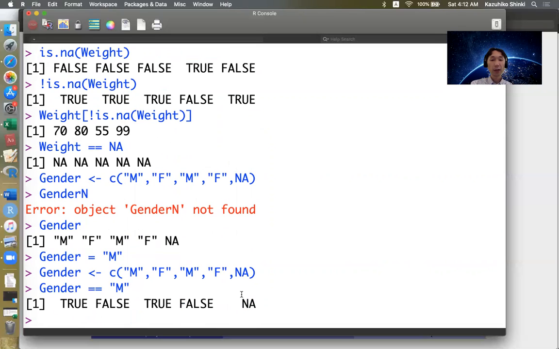So again, we have some trouble with NA. We cannot check the fifth element because it is NA. R does not know if this is a male or female or something else. So we cannot really see if the fifth element is equal to M. Usually people recognize M and NA are different, but R's answer is NA. So we have to be careful to deal with NAs. So that's the story about NAs, missing values.